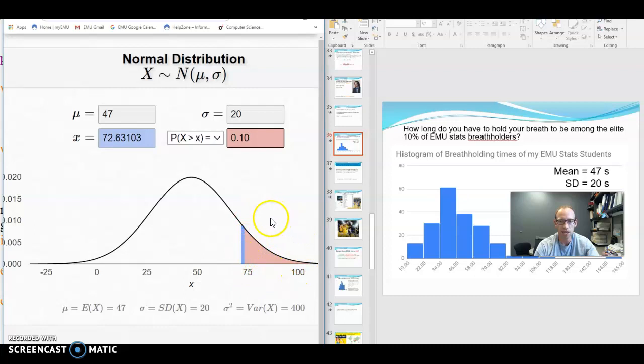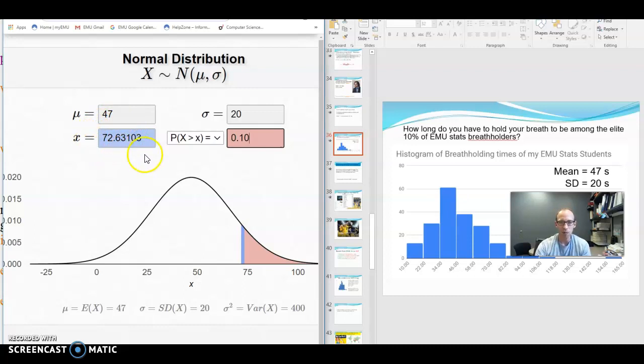This would be the top 10%. In other words, the people who are holding their breath longest, the top 10% of all EMU students, that would be 72.63 seconds. So if you want to be in the top 10%, you've got to hold your breath for longer than a minute 13, basically.